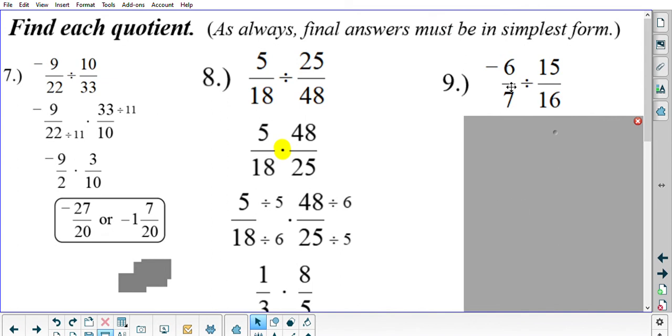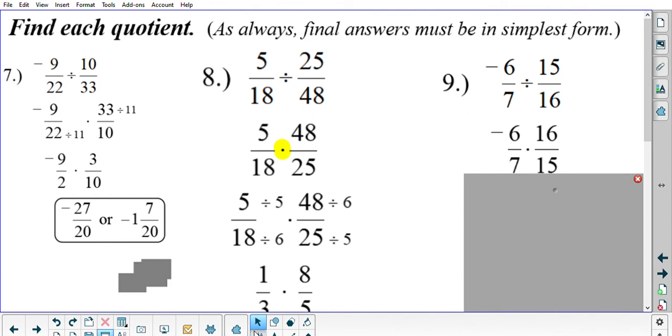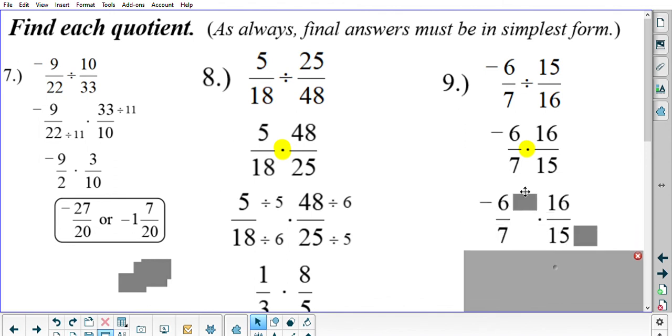All right, number 9. Do we have any mixed numbers? No. So we can make it multiplying by the reciprocal right away. Remember, the first number does not change. It's the second one that becomes its reciprocal. Now, from here, is there anything that we can reduce by? 7 and 16, do they have a common factor other than 1? No, they don't. What about 6 and 15? Oh, they do. They are both divisible by 3.